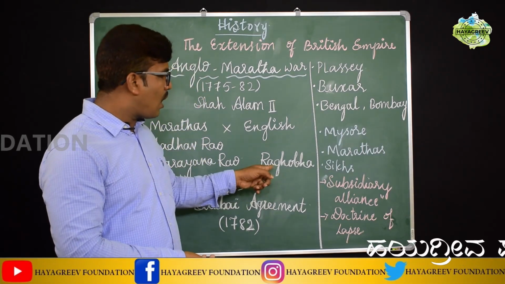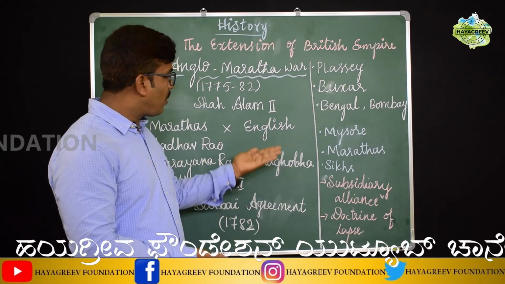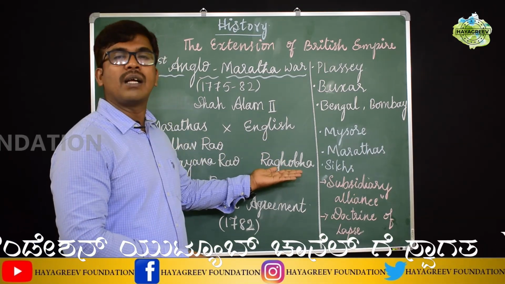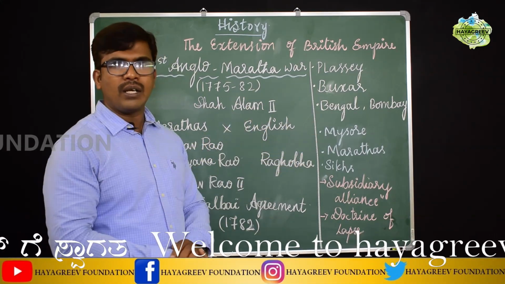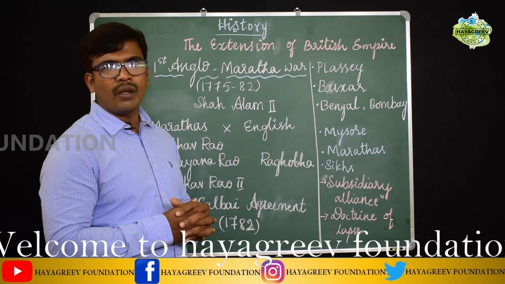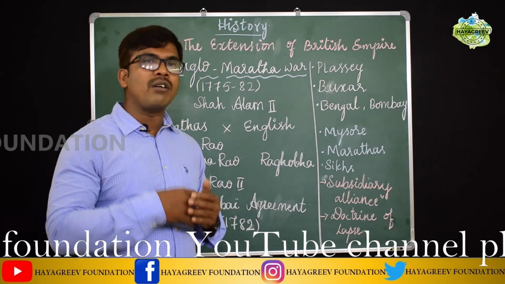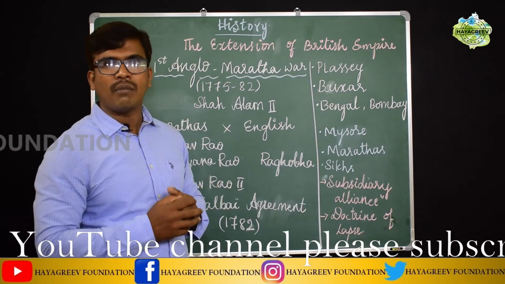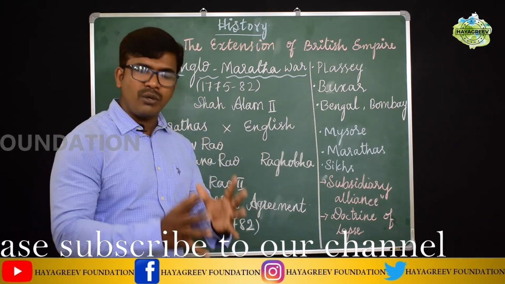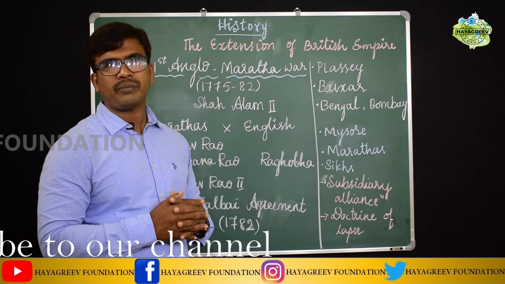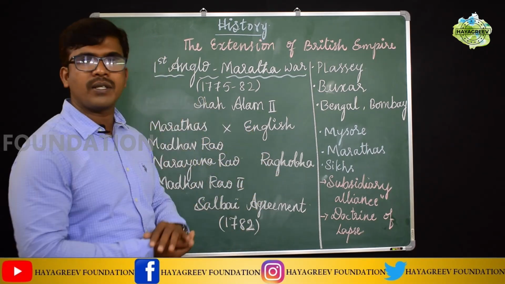So because of this, Raghoba asked for the help of the English. If the British supported him to become the Peshwa of the Marathas, he would surrender some places to the British. So like this, they made one agreement. The British, who were waiting for a chance to interfere in the politics or administration of the Marathas, decided to misuse this situation. As a result, what happened? The British waged war against the Marathas.